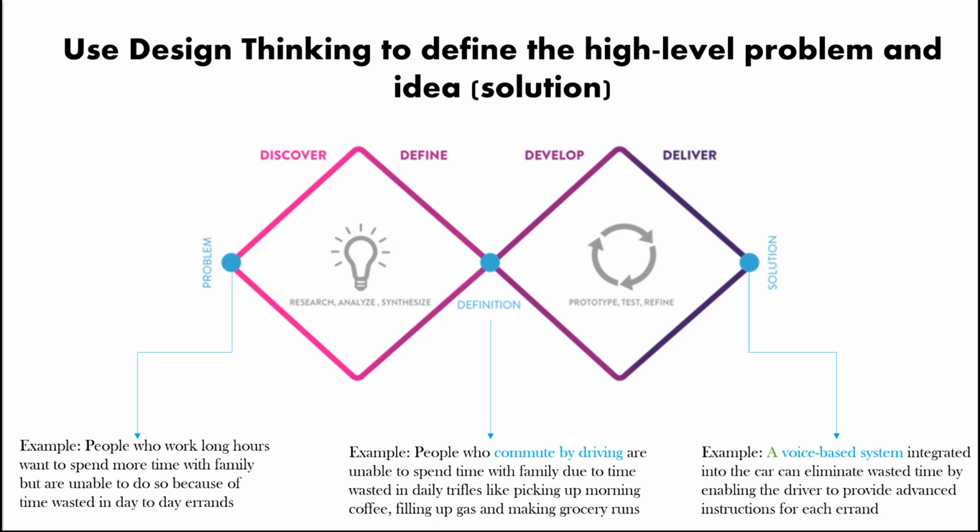that your team can rally behind, right? So an example of this is, let's say you started with an ambiguous problem of this pain point of people who work long hours but want to spend more time with family and are somehow not able to do that.